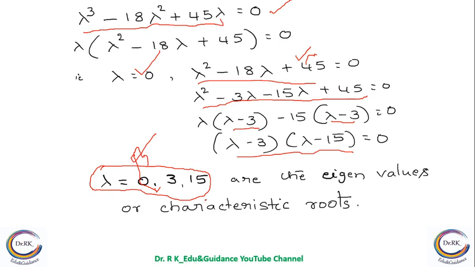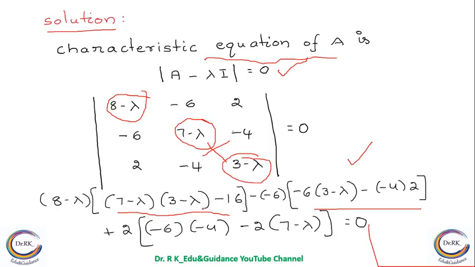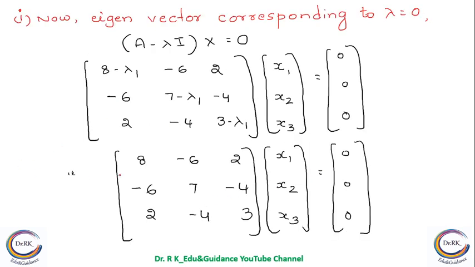Okay, clear? Now, once this is done, for each eigenvalue we have to find x. When lambda equal to 0, we have to find x. When lambda equal to 3, we have to find x. When lambda equal to 15, we have to find x. So how to find it? We go back to our original equation, A minus lambda I into x equal to 0. Now we are doing this for lambda equal to 0, so putting lambda equal to 0, this is A x equal to 0.